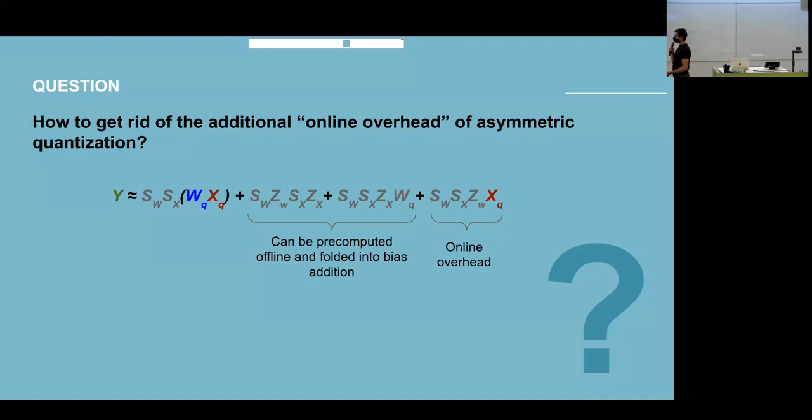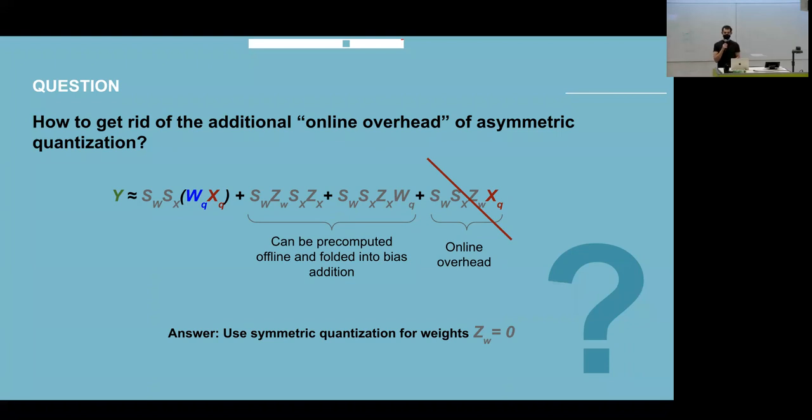So yeah, one thing I can do is I can make that 0 point equal to 0. Usually what people do is that they use asymmetric quantization for the activations and your inputs, but they use symmetric quantization for weights. So setting that ZW to 0 means that my activations can still have asymmetric quantization, and that works well for activations, especially with skewed nonlinear functions like ReLU, which really skews your activations to be on one side of the number line.